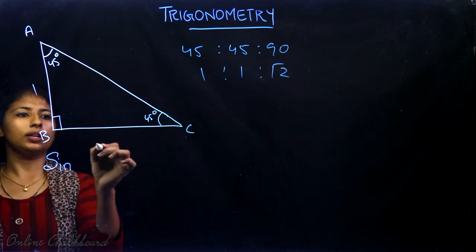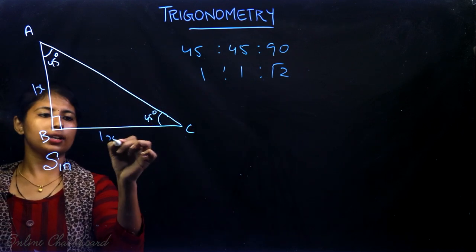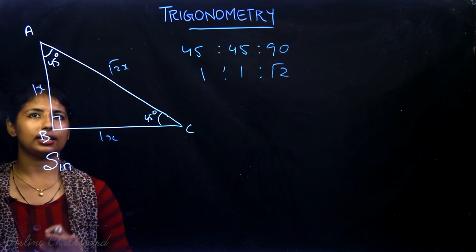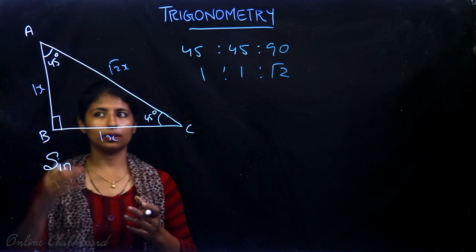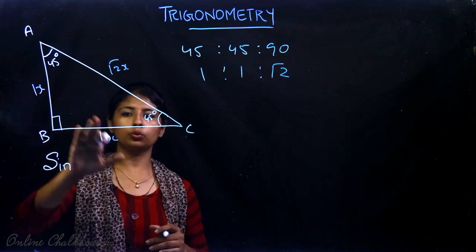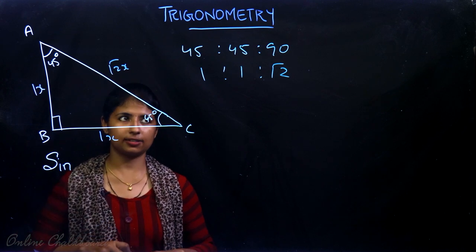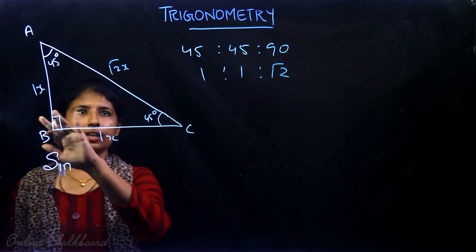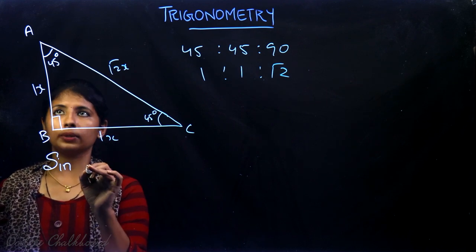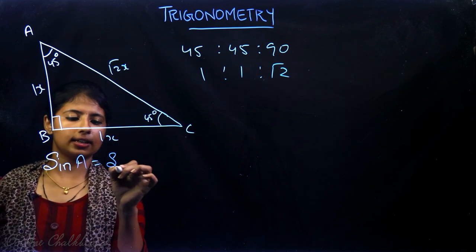That is 1, 1, root 2, or x, x, root 2x, where x is multiplied by a constant value in the ratio. For example, the sides can be 2, 2, 2 root 2. Other than x, the constant multiplies in the ratio, so it is 1 is to 1 is to root 2. Now the sine of 45 degree.